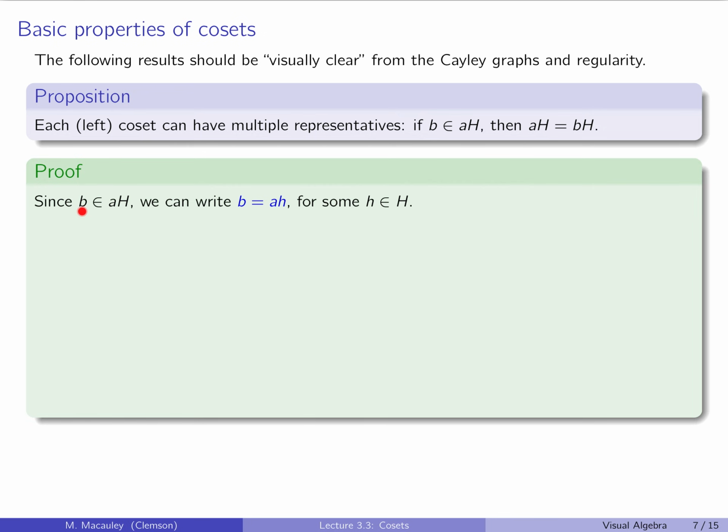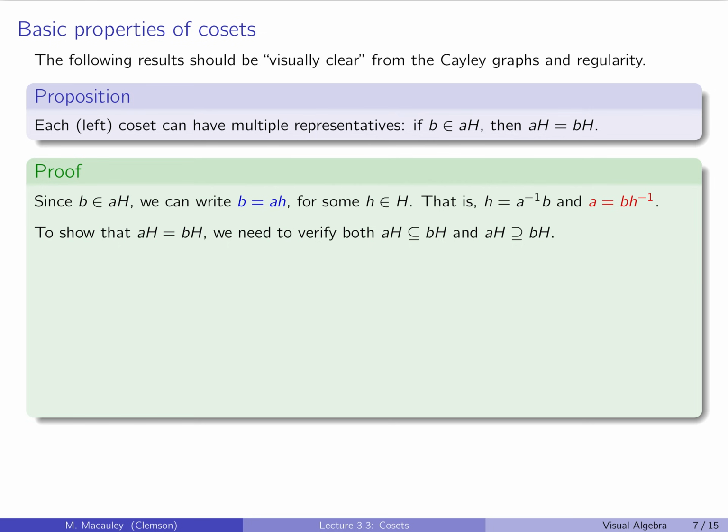Since b is in aH, that means, by definition, we can write it as a times little h for some element in H. In other words, h can be written as a inverse b, and a can be written as b h inverse. Again, I'm just using this equation. I can solve for a, and I can solve for h. At this point, it's not clear if we're going to need one or both of these, but let's write them down so we can see them.